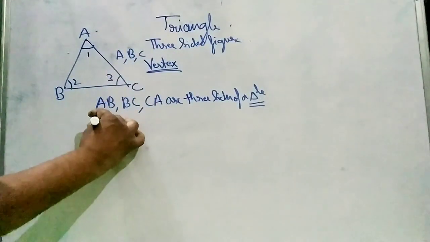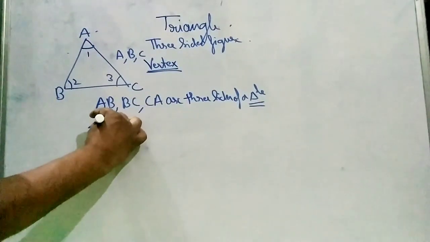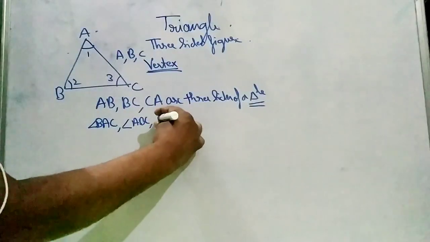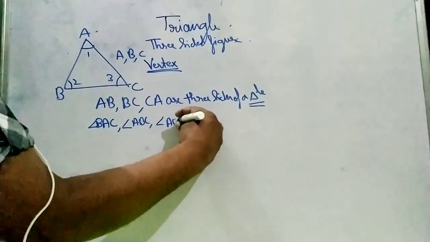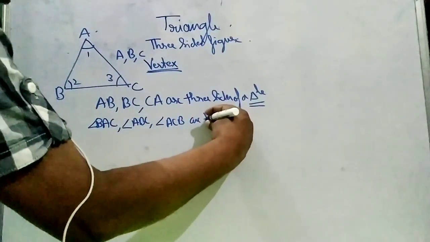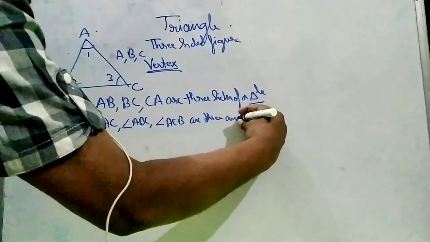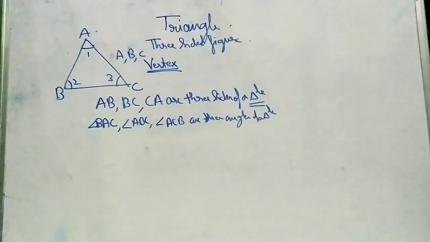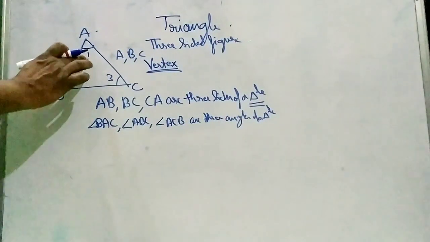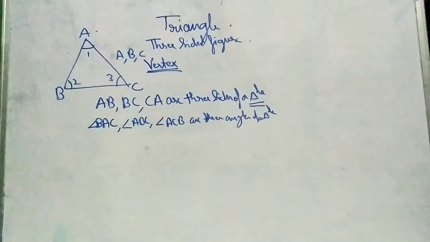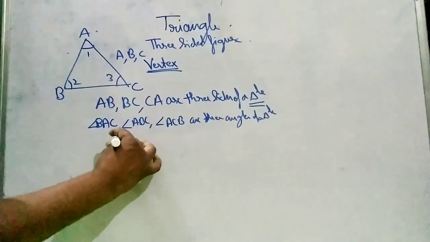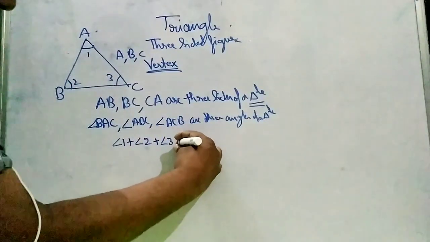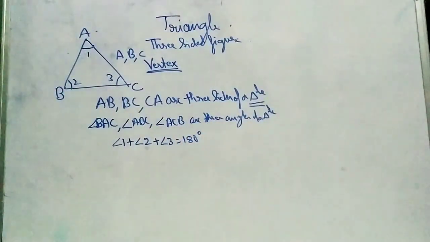There are three angles: angle BAC, angle ABC, angle ACB are the three angles of a triangle. These are also named as 1, 2 and 3. The sum of angle 1 plus angle 2 plus angle 3 is always equal to 180 degrees.